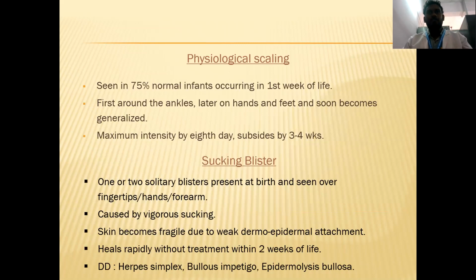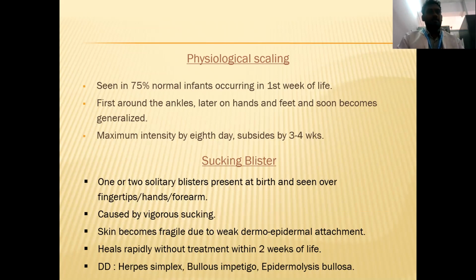In the first week of life, in approximately 75% of normal infants, there will be physiological scaling. Initially, it will be seen around the ankles. Later, it can be seen around the hands and feet, and it can become generalized. The maximum intensity will be seen by the 8th day, and it will subside within 1 month of age, that is 3 to 4 weeks of age.